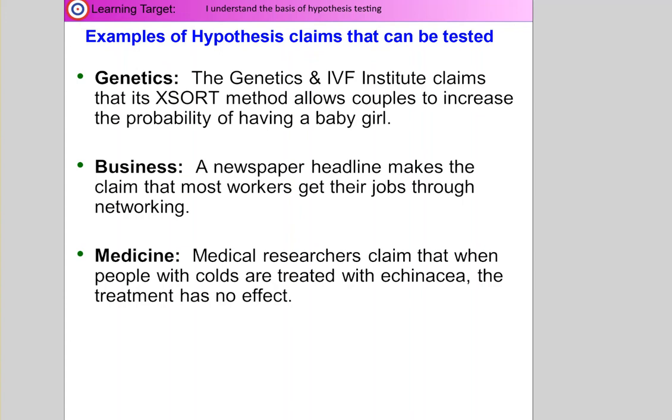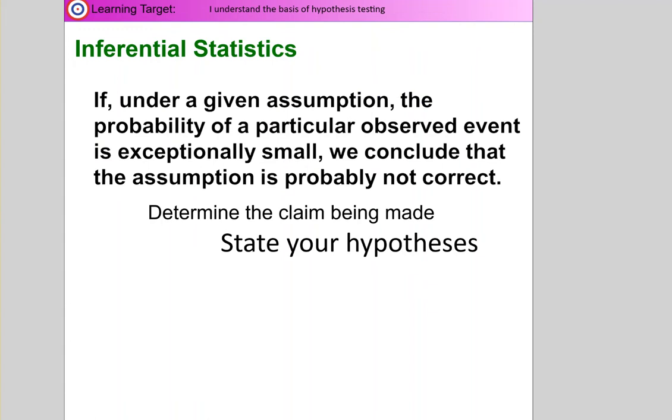Business: a newspaper headline making the claim that most workers get their jobs through networking. Medicine: medical research claims that when people with colds are treated with whatever that medicine is, the treatment has no effect. So all of these are claims that have been made, and then what we're going to do in this unit is run samples and actually test the claim for its validity. Today we're just going to be focusing on how to write a hypothesis test.